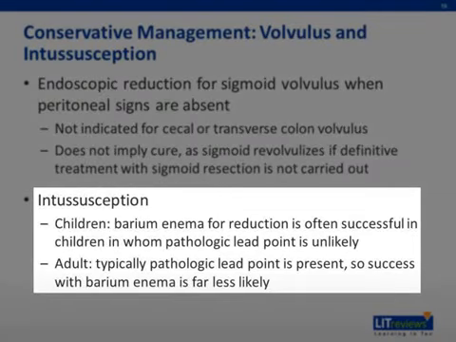Barium enema for reduction of intussusception is useful and often successful in children in whom a pathologic lead point for the intussusception is unlikely. In adults, typically a pathologic lead point for the intussusception is present. Success is far less likely, and patients still require surgery to deal with their pathology.